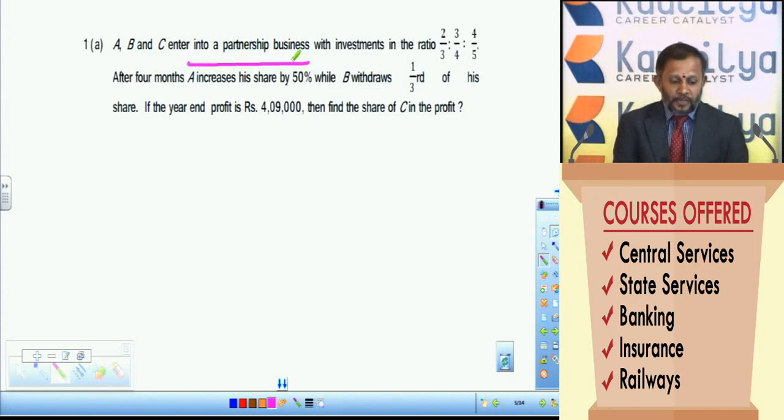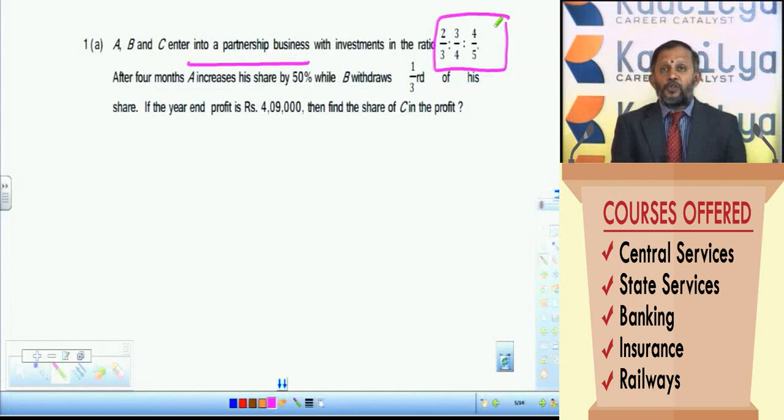There are 3 participants by name A, B, C, and here is the problem. A, B, C enter into a partnership with the investments in the ratio 2/3 is to 3/4 is to 4/5. So the investments of A, B, C are in the ratio 2/3, 3/4 and 4/5. And after 4 months, A increased his share by 50%, not by 50,000, by 50%, while B withdrew 1/3 of his investment. And these changes occurred after 4 months of the commencement of the business.